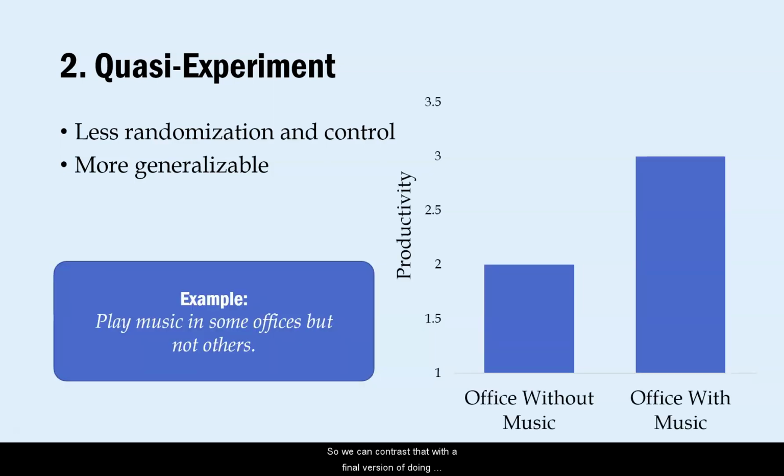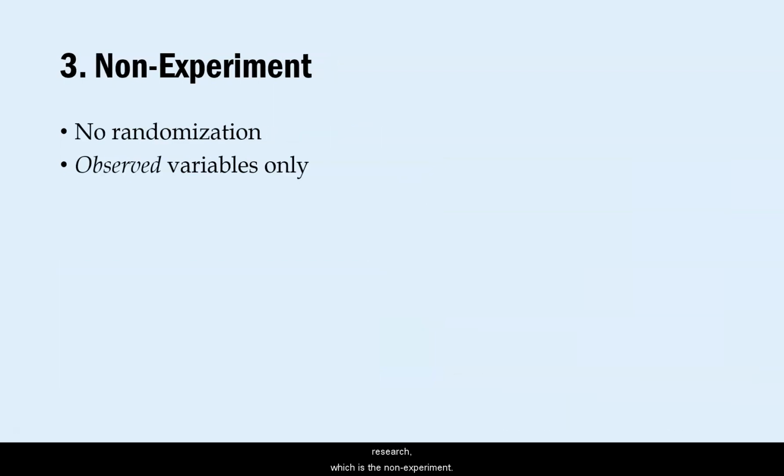So we can contrast that with a final version of doing research, which is the non-experiment. The non-experiment is really the polar opposite of a true experiment, even if sometimes it looks like the same thing. The critical thing here is I'm not randomizing anything. I'm not comparing groups of people to one another based on groups I've made. Instead, I'm observing groups that already exist, right? I'm measuring a variable and I'm saying, is that variable related to the outcome that I'm interested in?